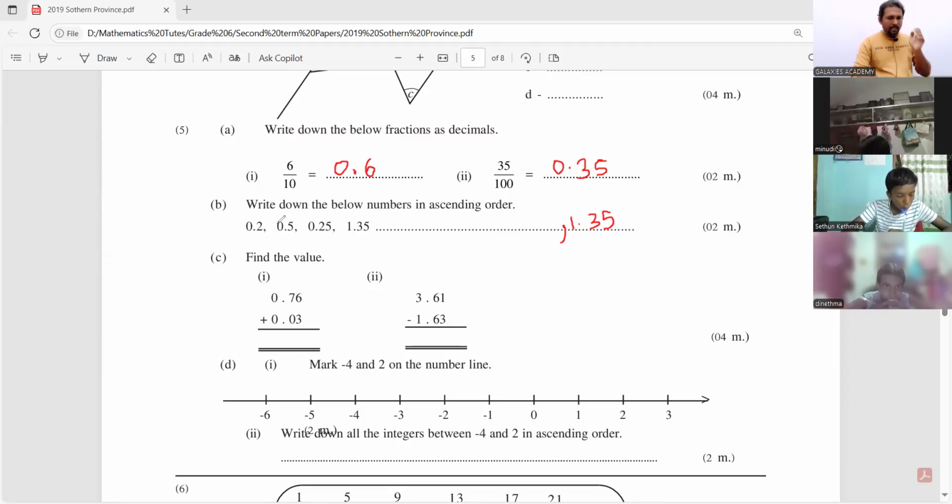It is the smallest decimal number. The next larger one is 0.25. And next larger one 0.5. And largest one is 1.35.